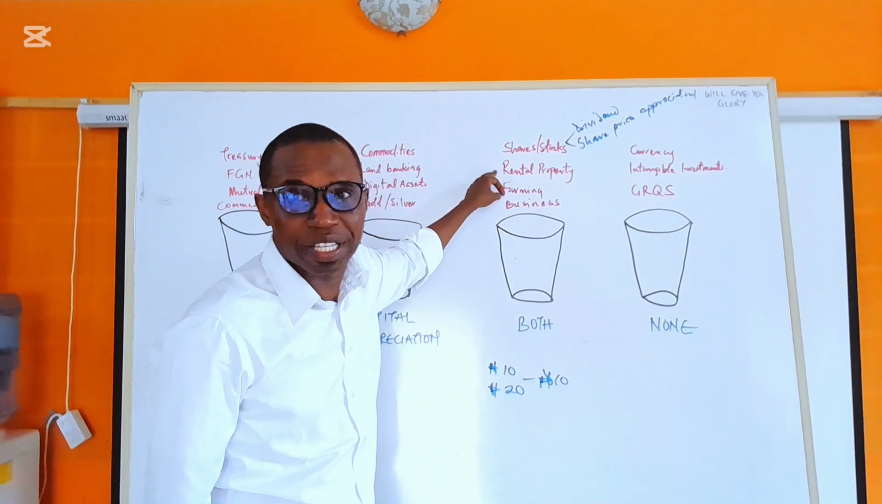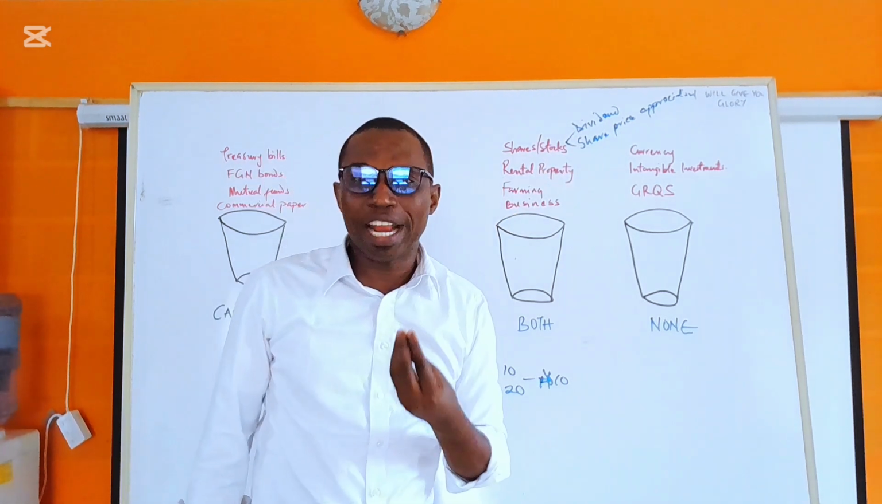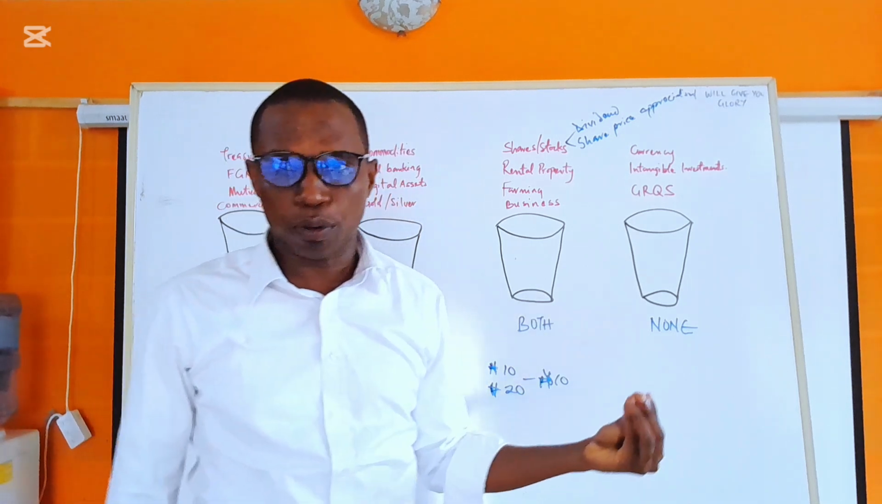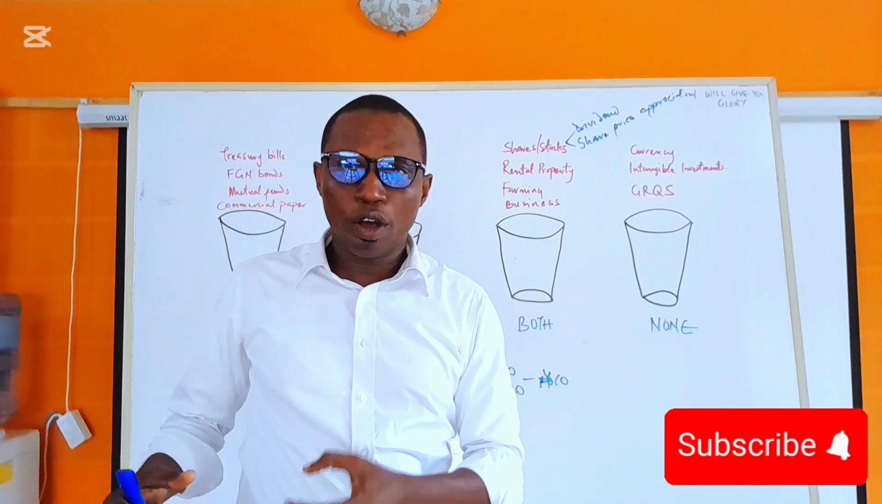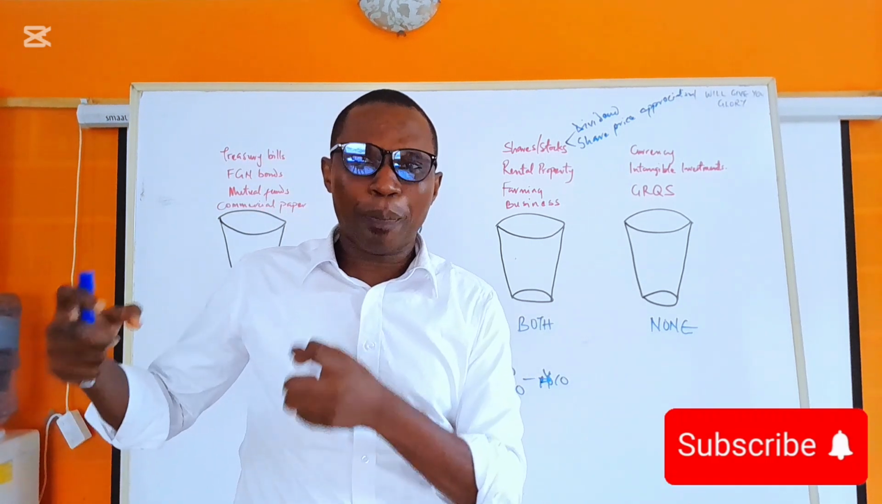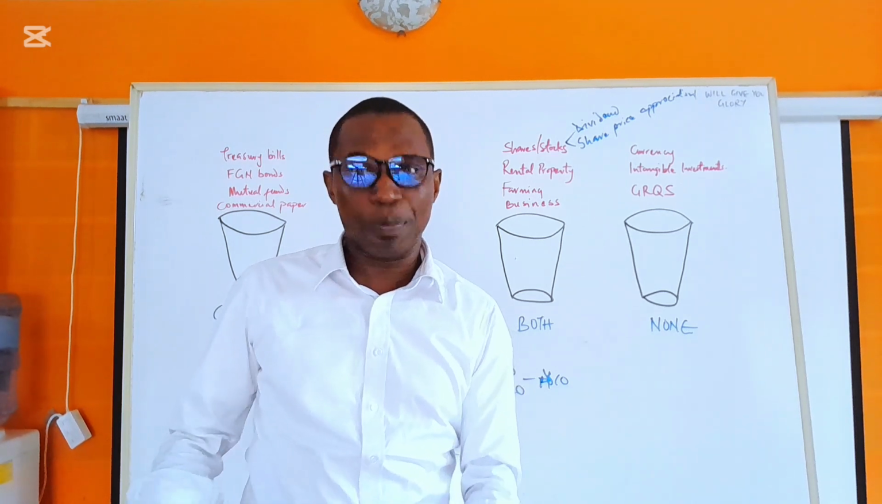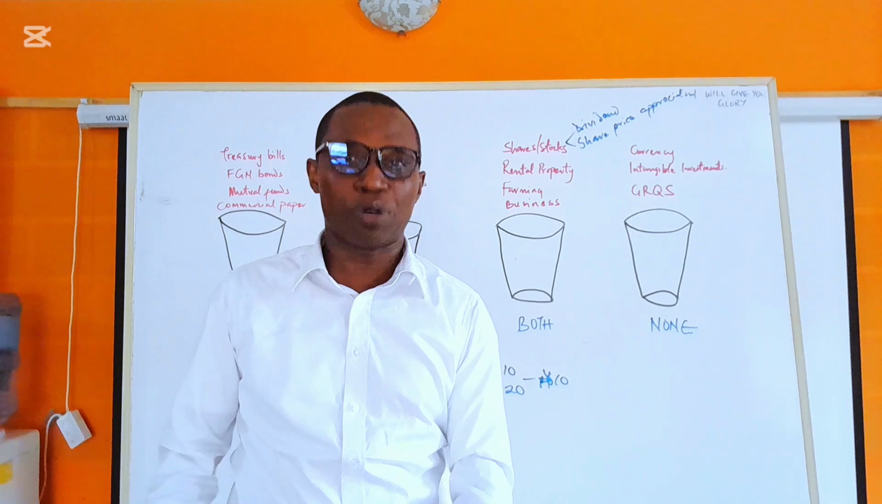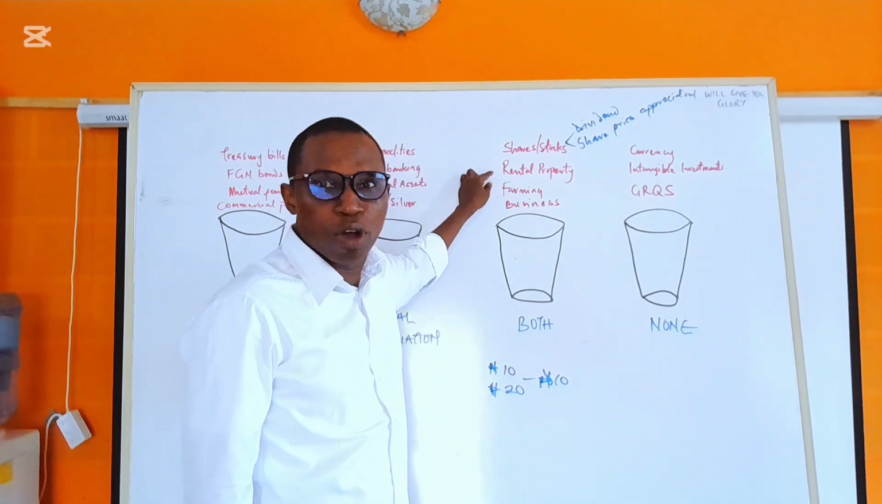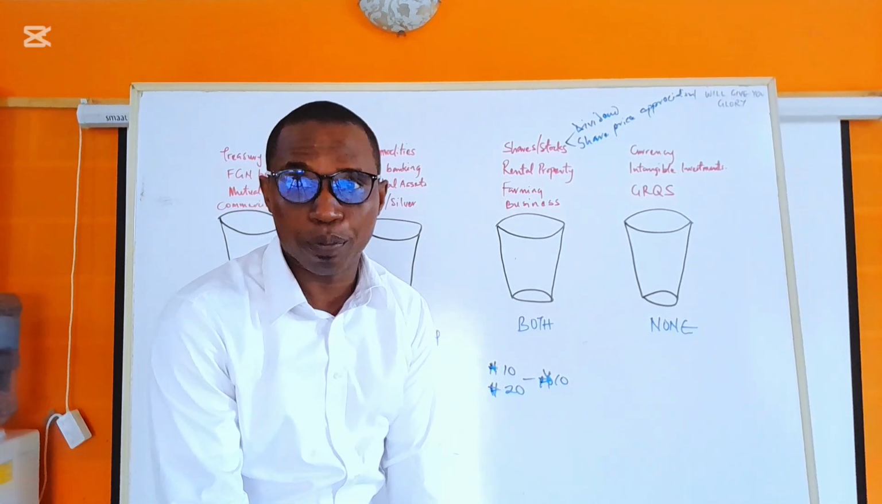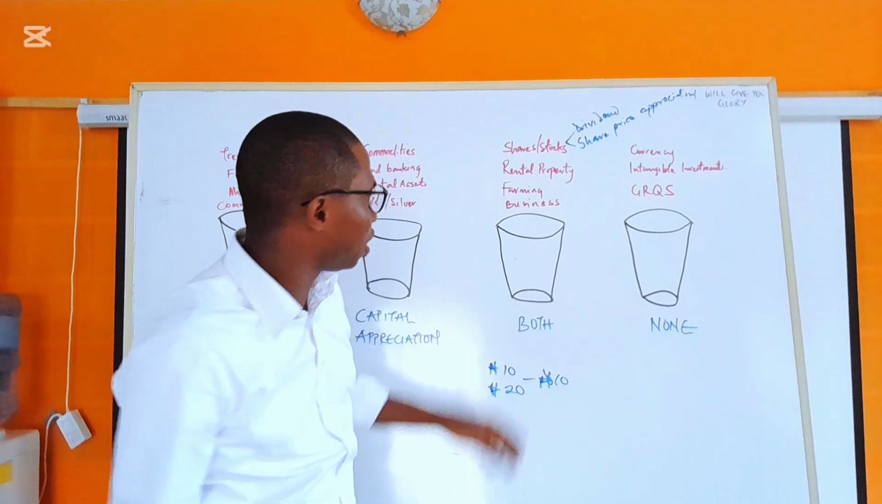Another one is rental property. When you buy rental property, you collect rents. That is a form of cash flow. And the property also appreciates. Not the property in itself, but the land. In our accounting, we believe that it is the land that really appreciates. So you have rents and you have the value of the property also appreciating.